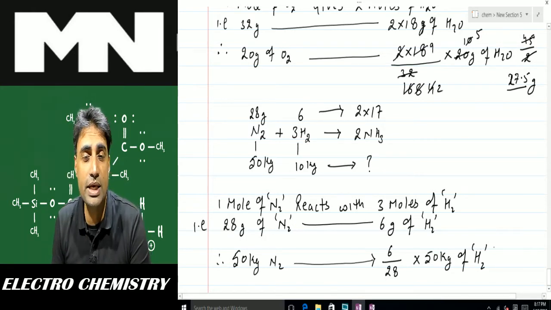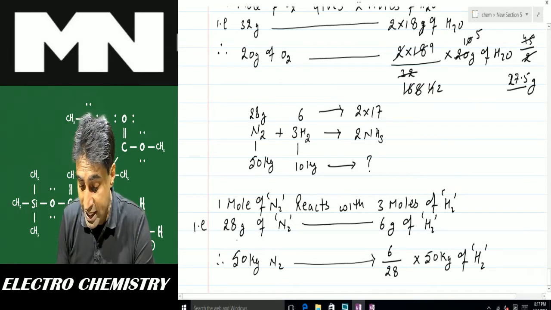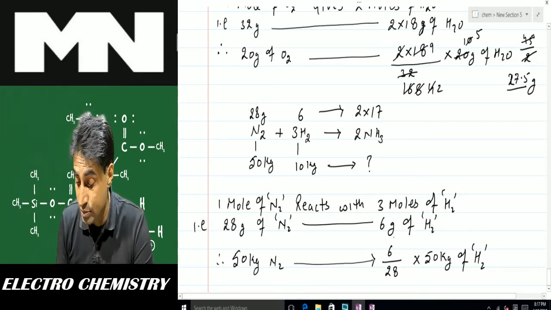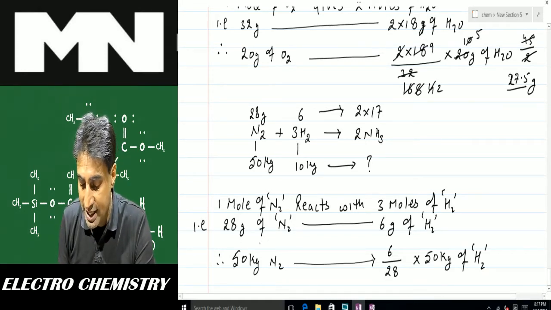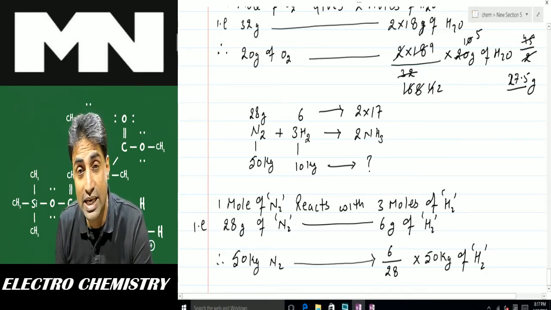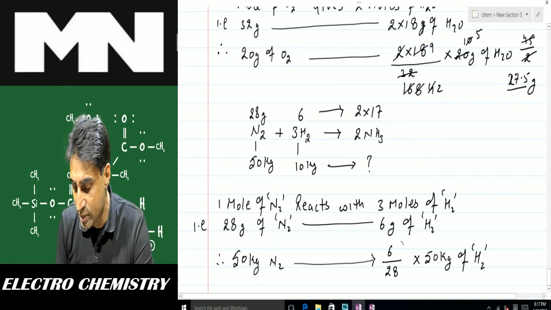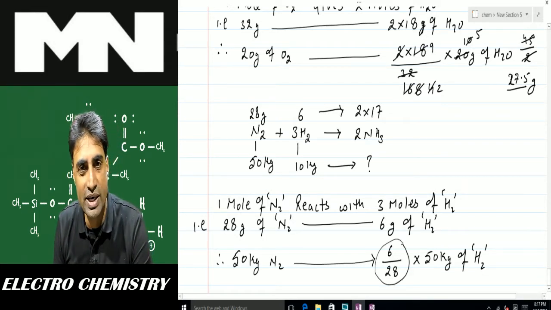Well, students, here I would like to tell you one thing, that you need not convert 50 kilogram into gram. When you write 28 gram of nitrogen is reacting with 6 gram of hydrogen, after that a step comes where you write 1 gram of nitrogen reacts with 6 by 28 grams of hydrogen. In the numerator you have 6 gram, in the denominator you have 28 gram. So both grams will get cancelled and you will get a ratio, that is 6 by 28. So 6 by 28 is a ratio and it does not have any dimension.